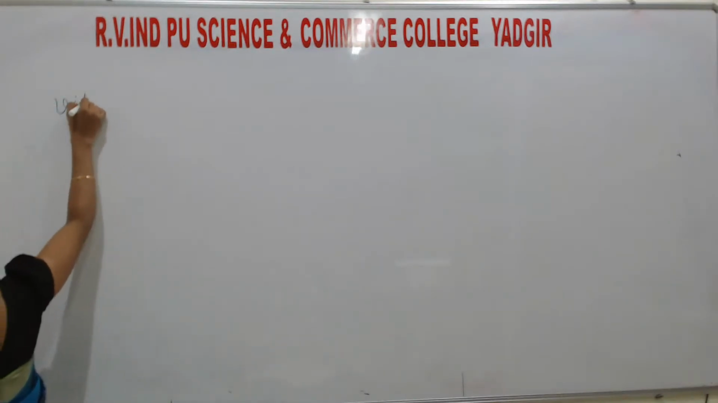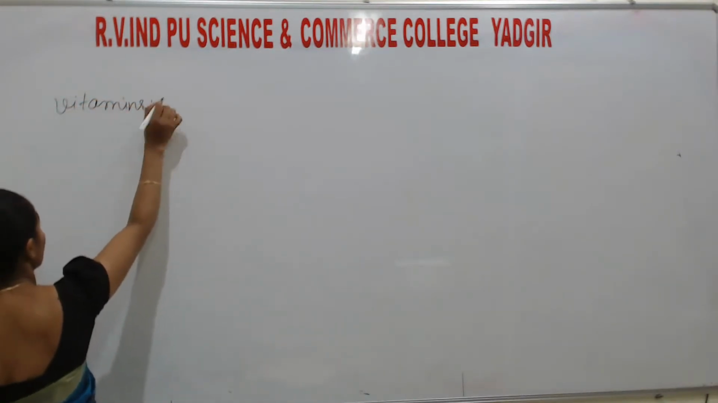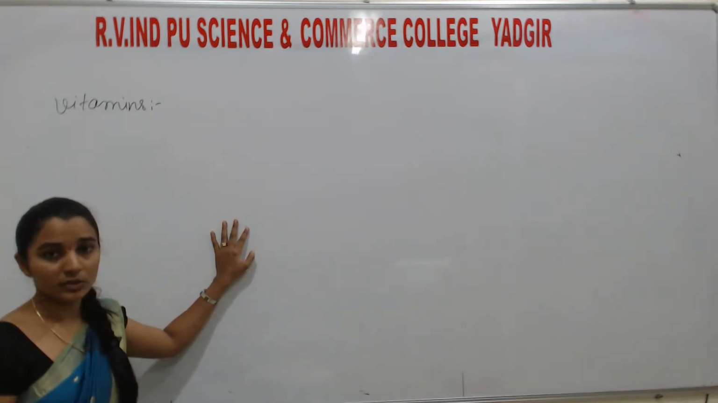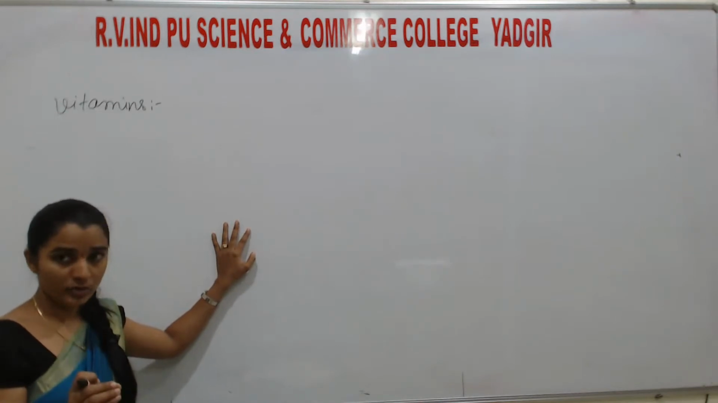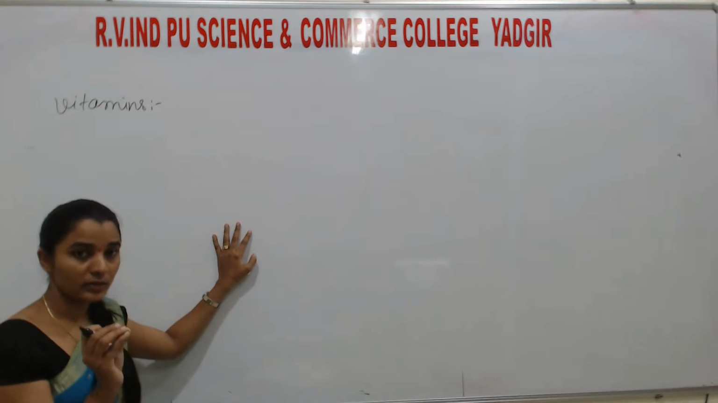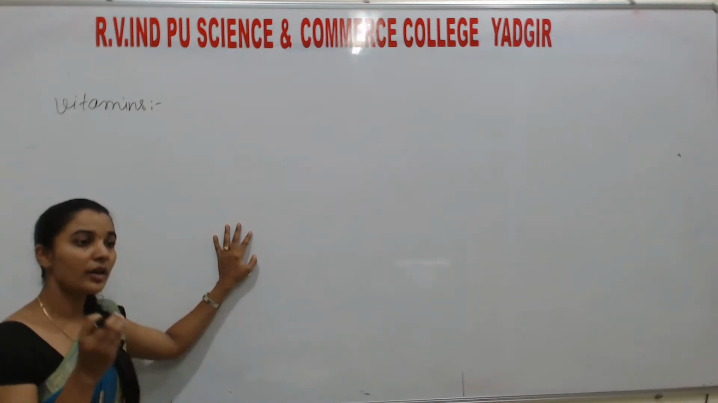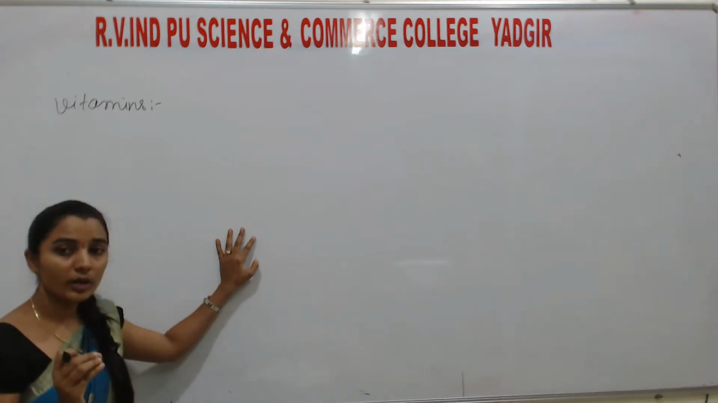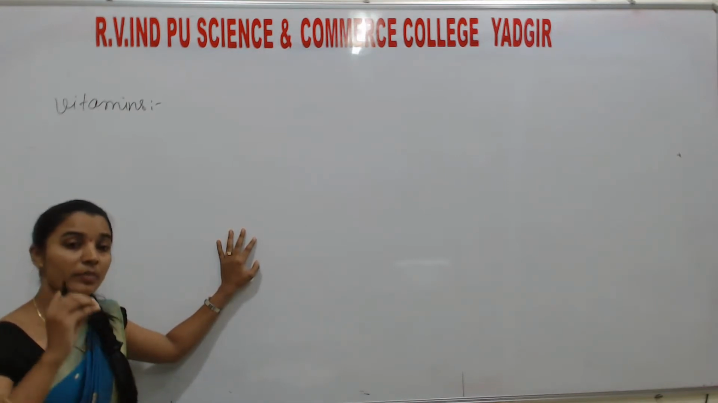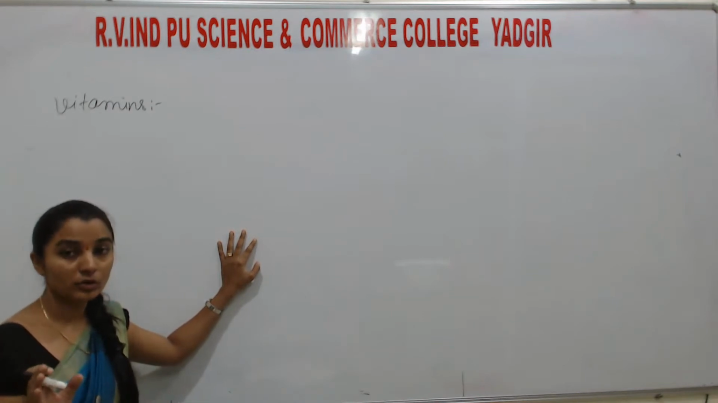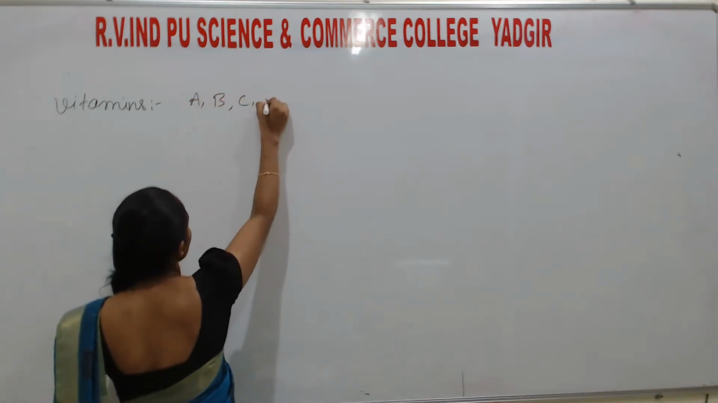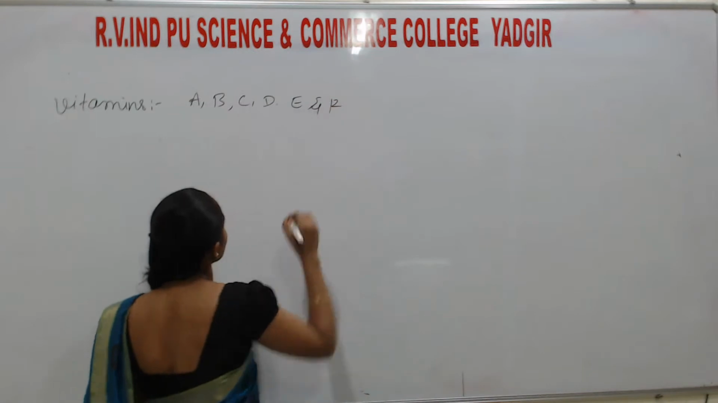Next one is vitamins. So listen, vitamins. Those are organic compounds which we require in very small quantity for our body, but they are very essential for the normal growth of the body. Understand? For example, there are vitamin A, vitamin B, C, D, E, and K. These are all very important.